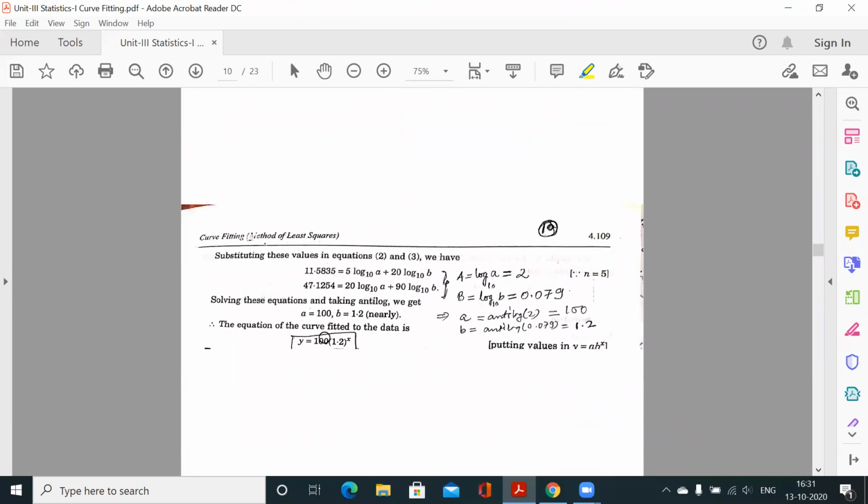These are simple calculations. So this is first normal equation. This is second normal equation. When we solve this, we will get capital A as log A as 2 and capital B, which is log B, as 0.07. So by taking the anti-log, A is anti-log of 2, which is 100, and B is anti-log of 0.079, that is 1.2. So this is small a, small b. So answer is y is equal to A, that is 100, b to the power x, 1.2 to the power x.